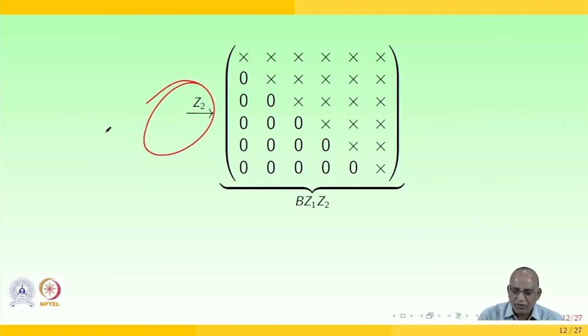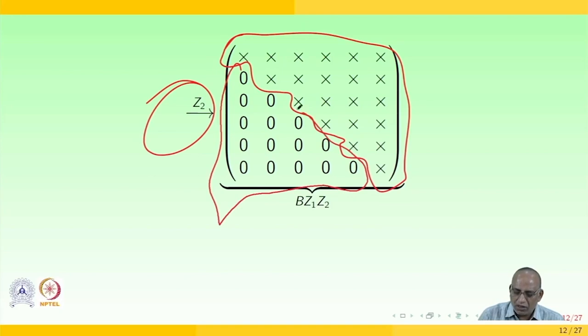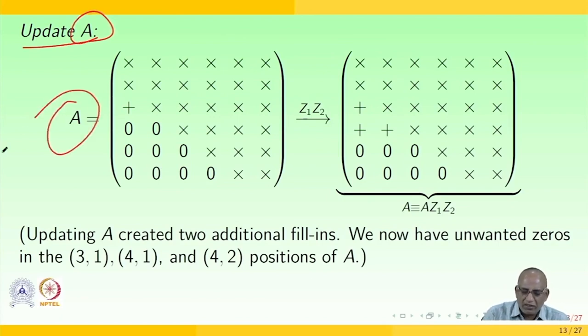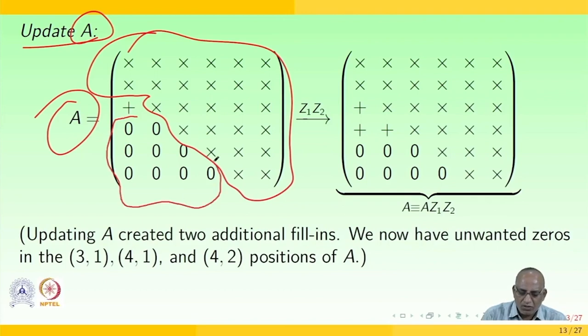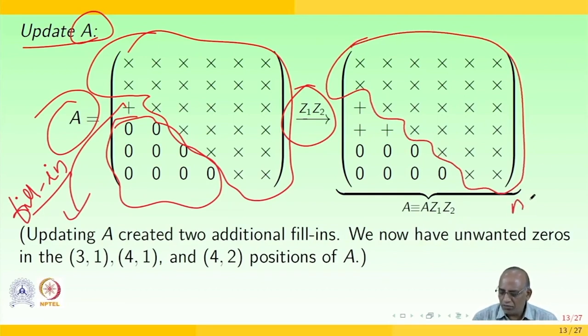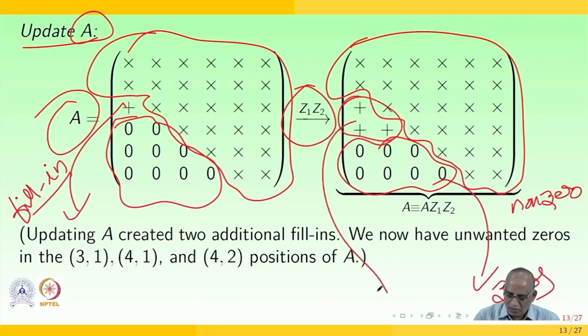And Z2 is, so these are all non-zeros, these are all zeros. Then update the matrix A. So the matrix A is, these are all non-zeros, these are all zeros, this is the fill-in. And when you apply Z1, Z2, these are all non-zeros, and these are all zeros, and these three are fill-in.